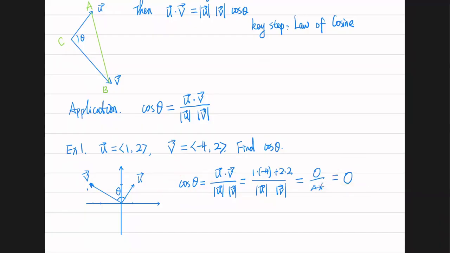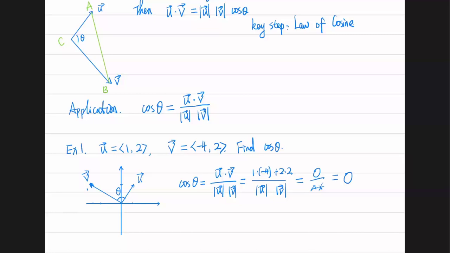Oh, that means sine equals 1. Okay, what can you say about the two vectors? What can you say about the angle between them? That's their equilaterals. No, no, no. Okay, which angle has the property that cosine is 0?